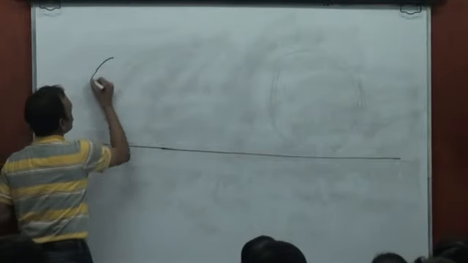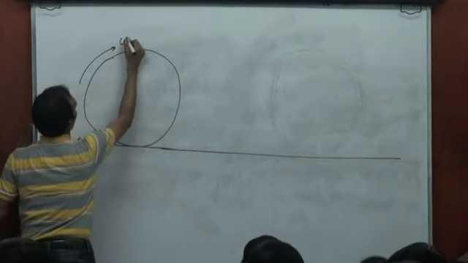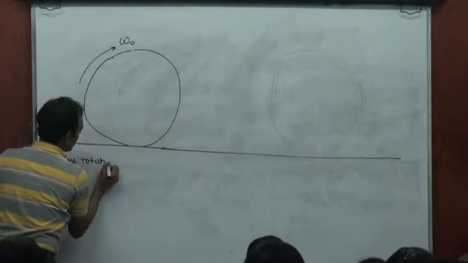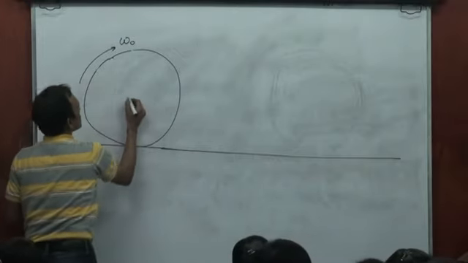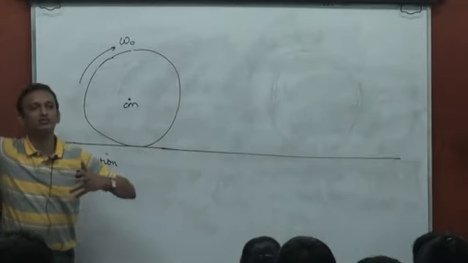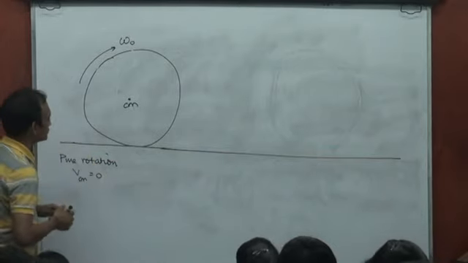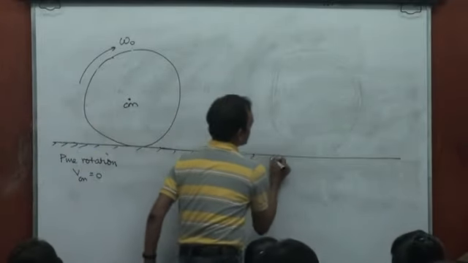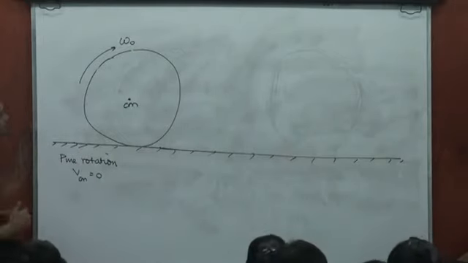Pure rotation means no V_CM. This is spinning, so to say. It's spinning about the center of mass. Clear? And again, like before, mu be the coefficient of static friction, mu mg approximately equal to kinetic friction, right?